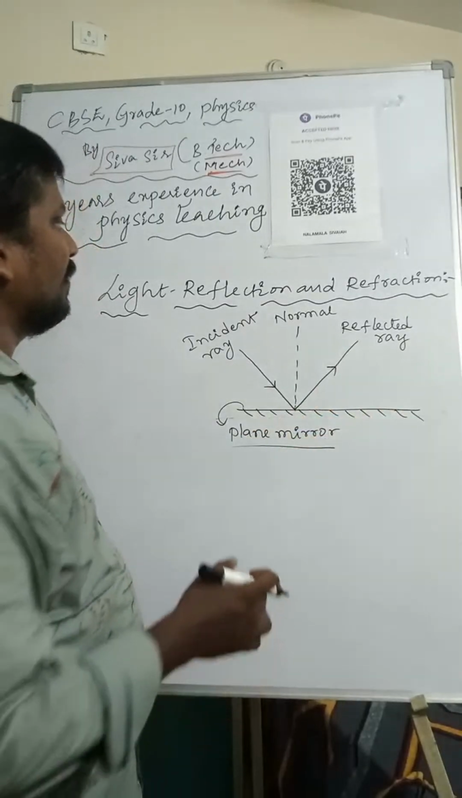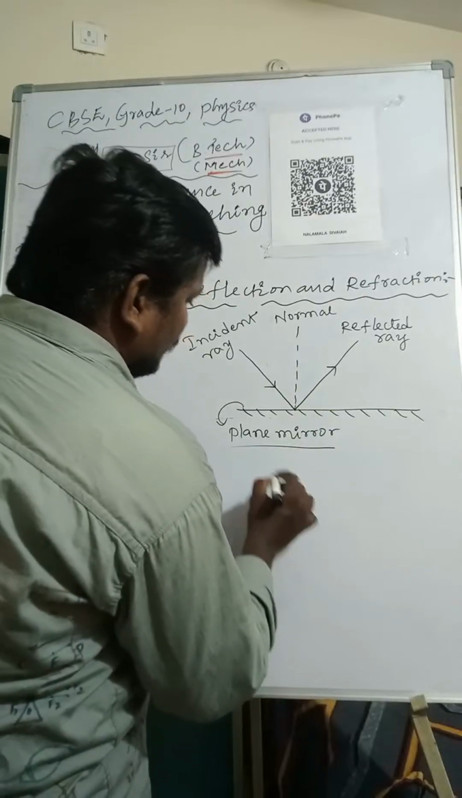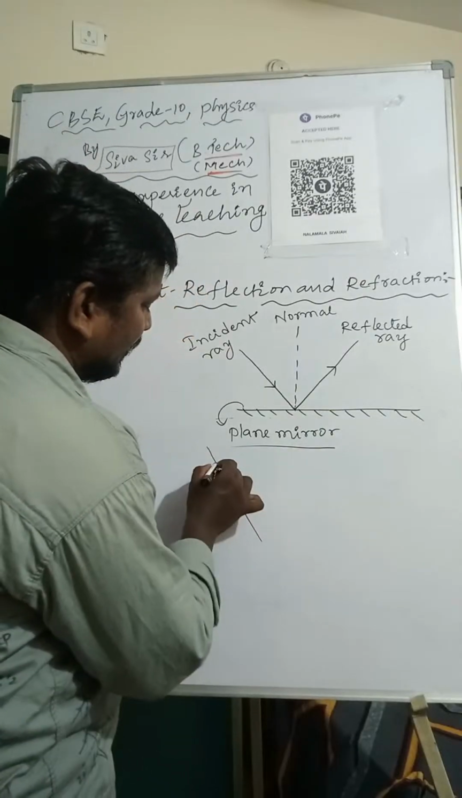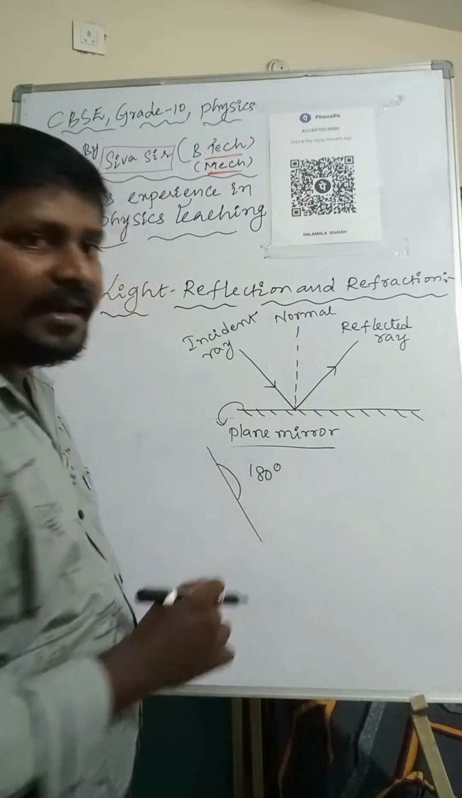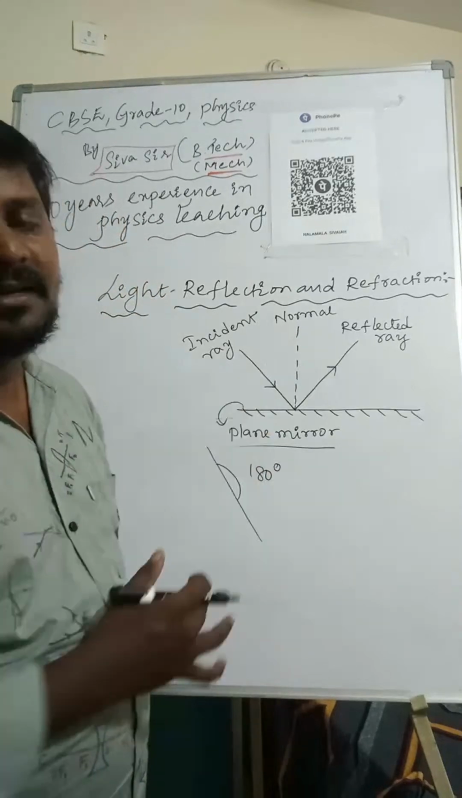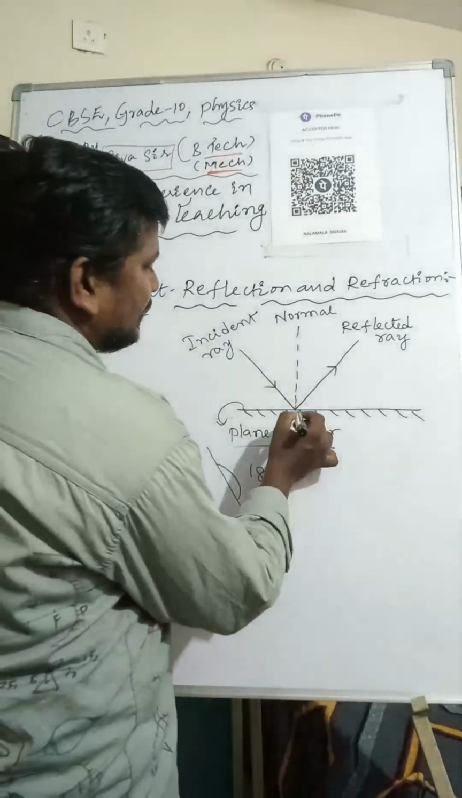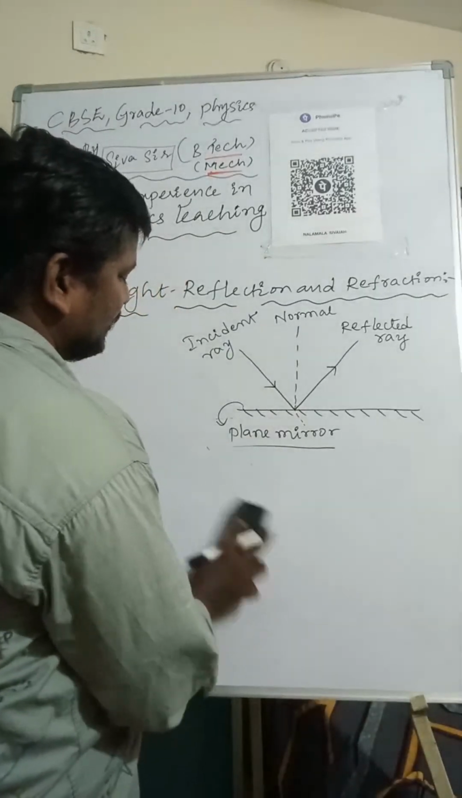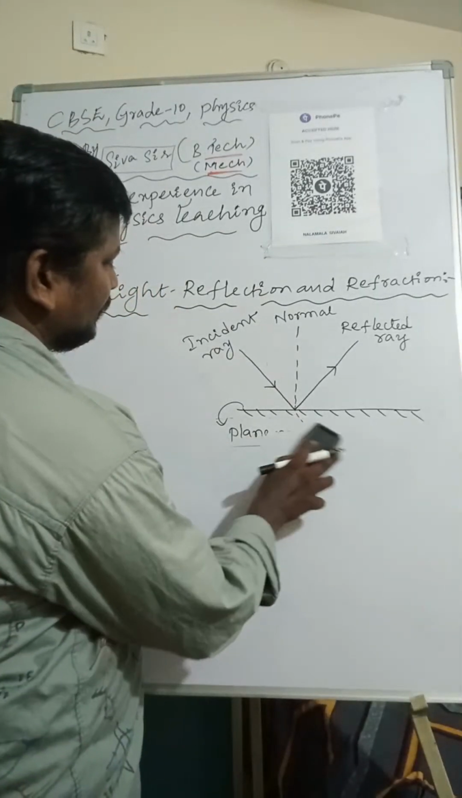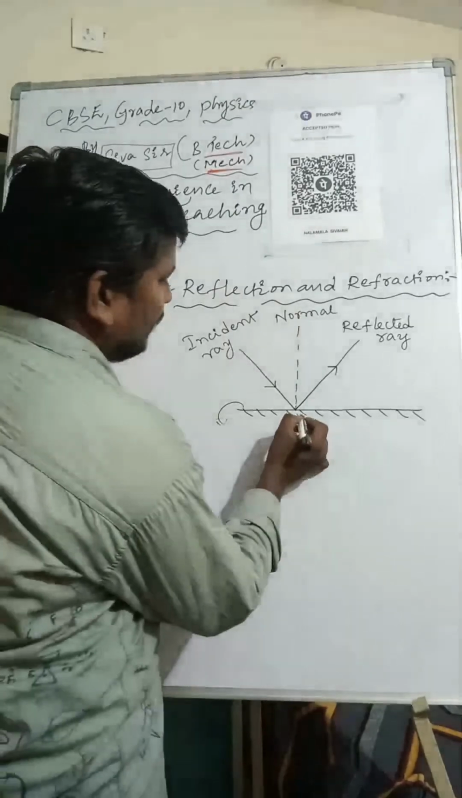Here you can see I am considering a linear angle, and the linear angle is 180 degrees. So this is the undeviated line that I am considering.